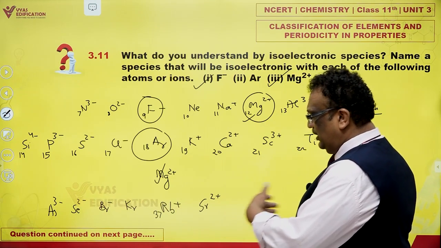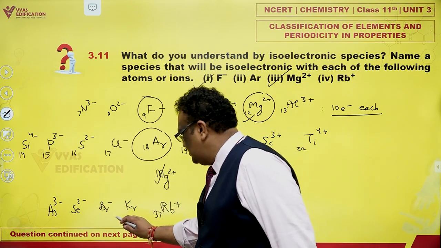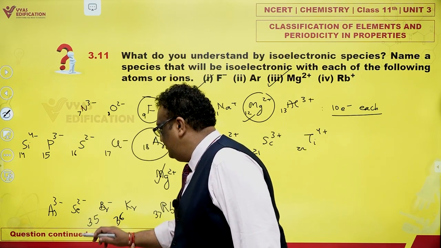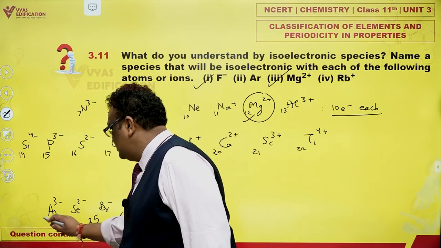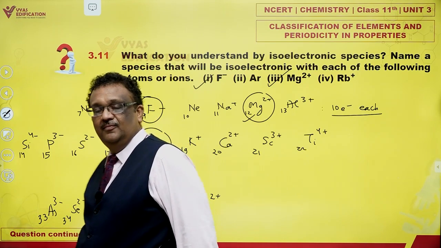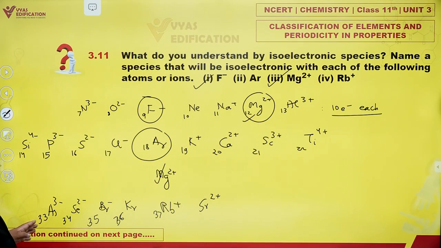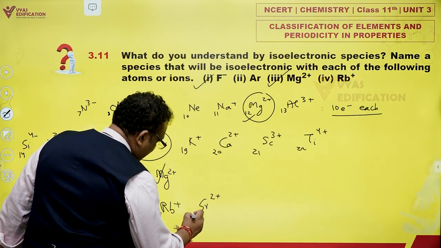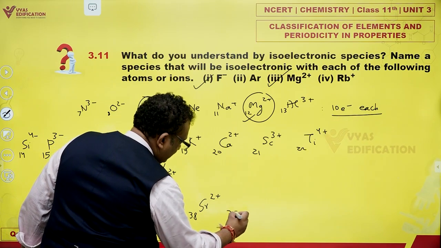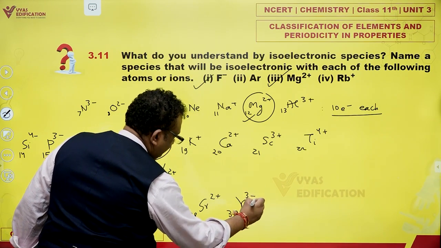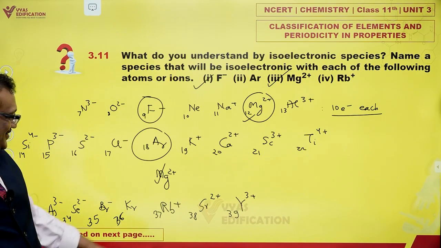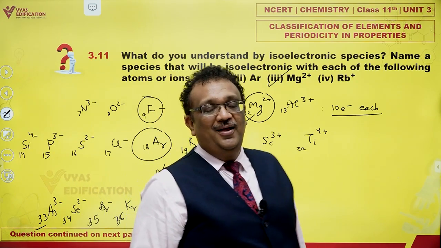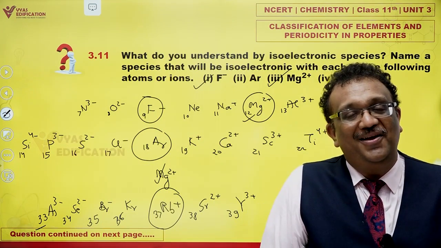If you consider each of them, this is 36, this is 35, this is 34, this is atomic number 33. All of them are isoelectronic. Even yttrium 3 plus. Are they isoelectronic with rubidium? Yes. You could take any one of them and each of them is going to be the correct answer.